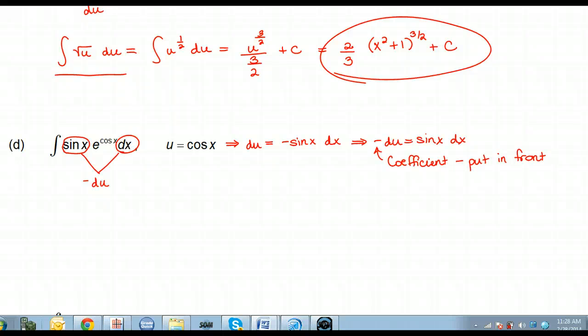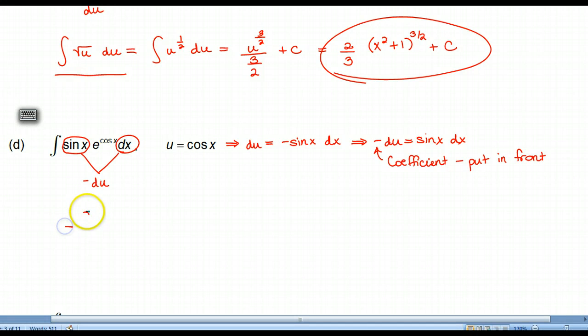Would the next step be negative e to the u du? Right. Yeah, Lauren. Then what if it was cos x e to the cos x? Then the derivative would give you negative sin x, so you can't do that with substitution. Okay. So e to the u du.